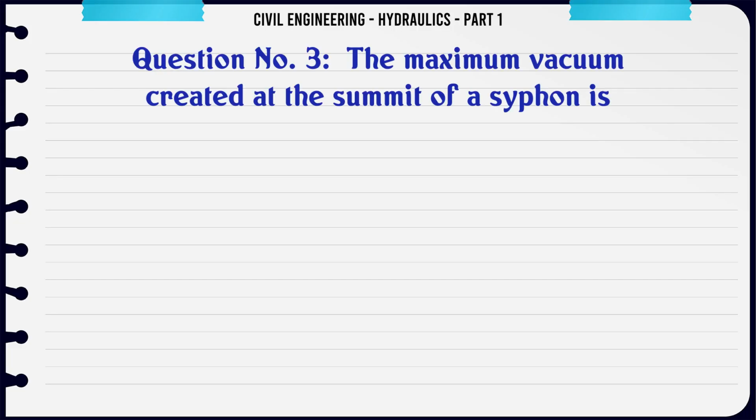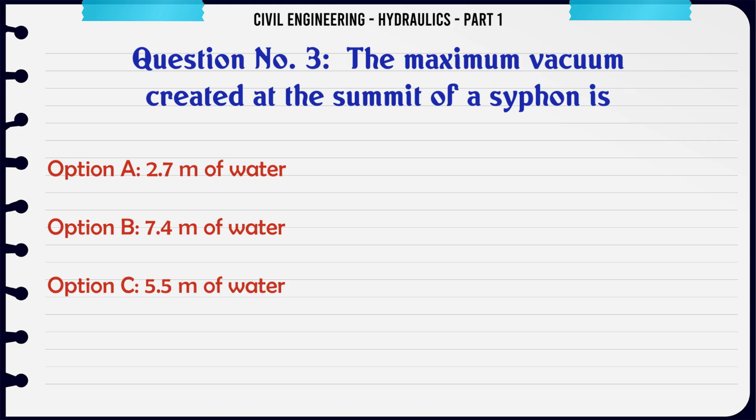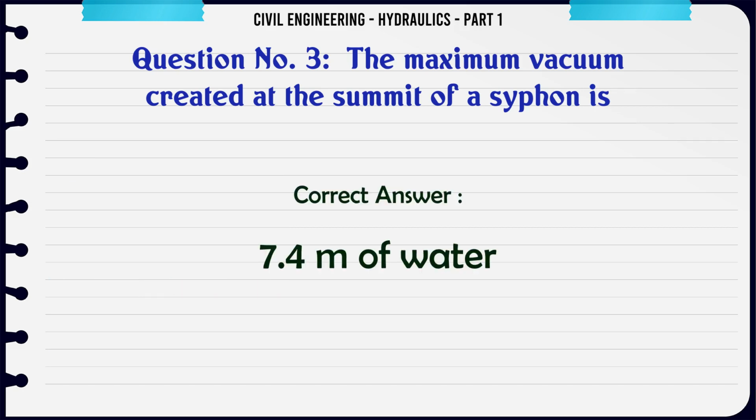The maximum vacuum created at the summit of a siphon is: A. 2.7 m of water, B. 7.4 m of water, C. 5.5 m of water, D. None. The correct answer is 7.4 m of water.